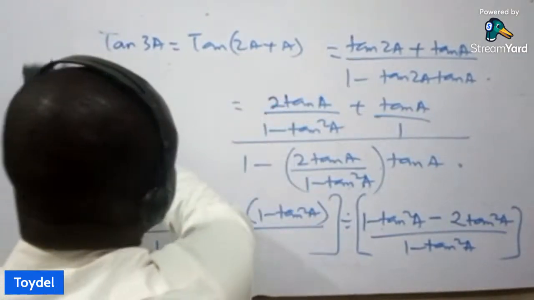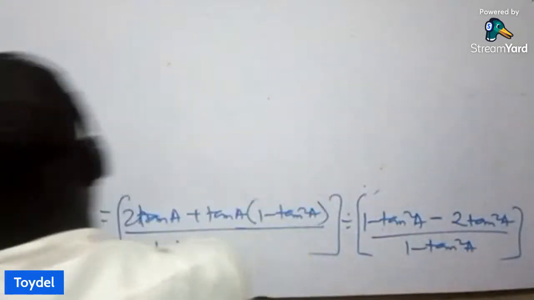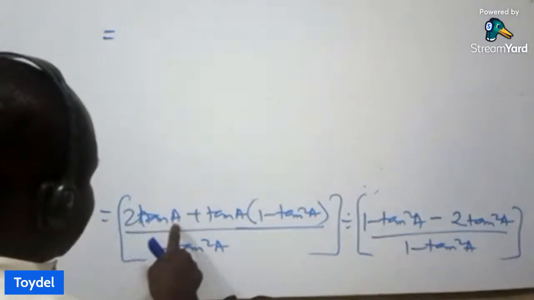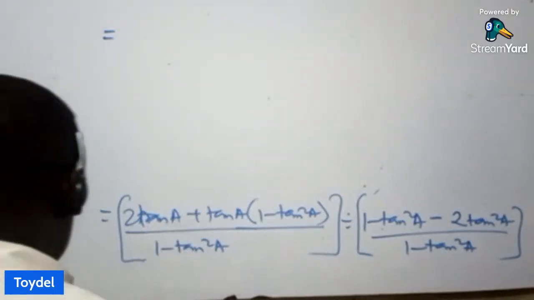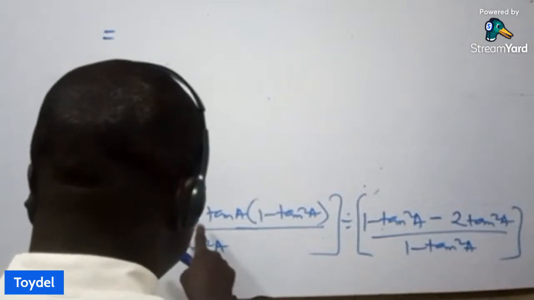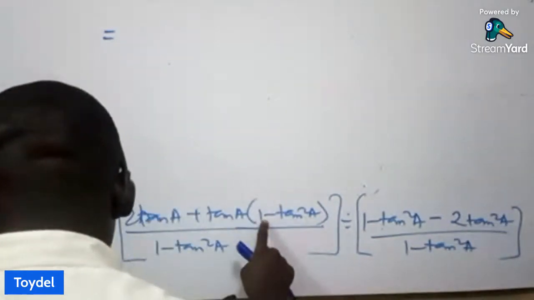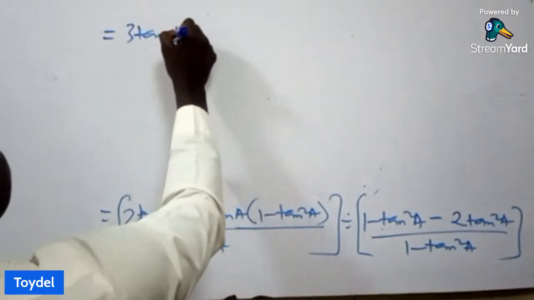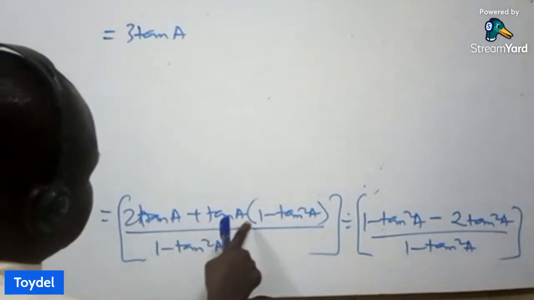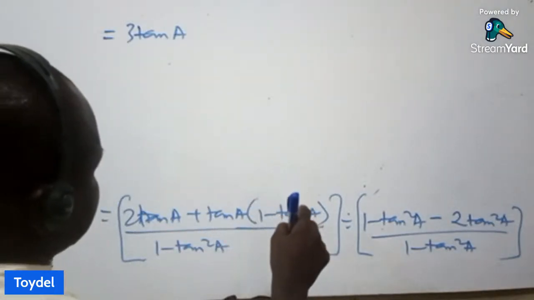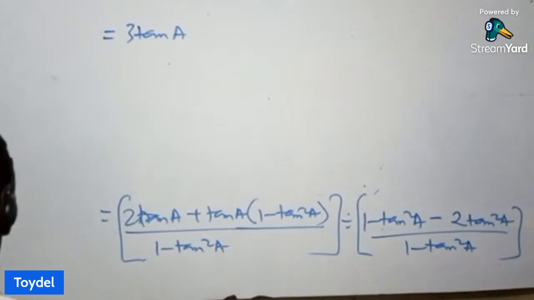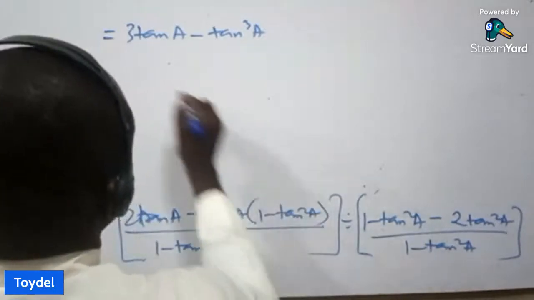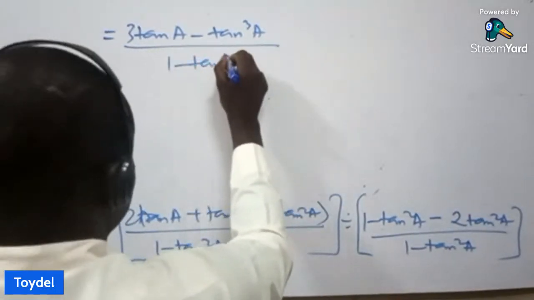So from this point, under trigonometry identities, you should be able to prove any formula as long as you follow the steps. In the numerator, I'm going to have 2 tan a, and when I open up the bracket, I will have plus tan a. So the numerator is 2 tan a plus tan a, that's 3 tan a, minus tan cube a. That's what the numerator will give me, all over 1 minus tan square a.